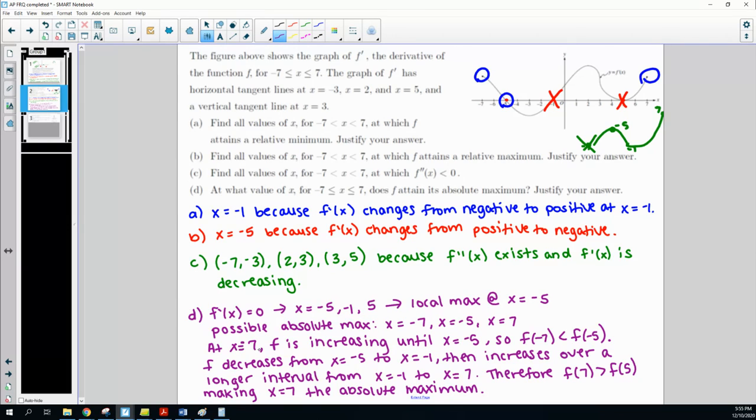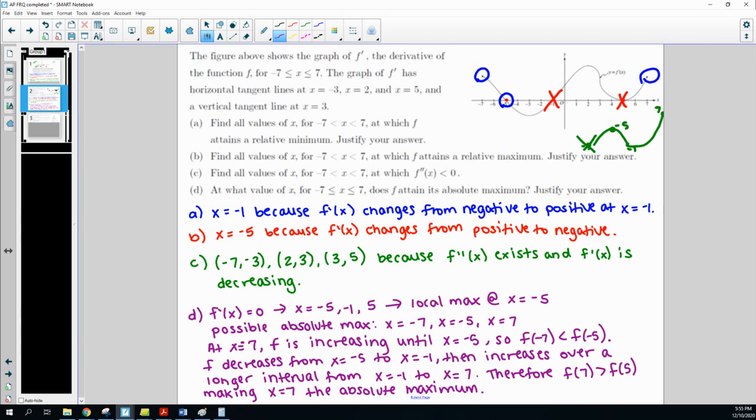At x equals -7, f is increasing until x equals -5, right? That's what I said here. So f of -7 is going to be less than f of -5. F then decreases from -5 to -1, and then increases over a longer interval from -1 to 7. Therefore, f of 7 has to be greater than f of 5, making x equals 7 the absolute maximum.